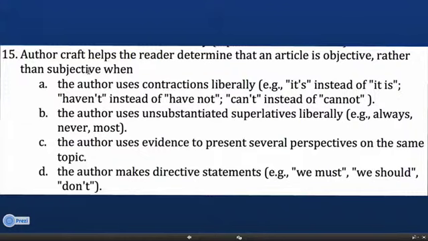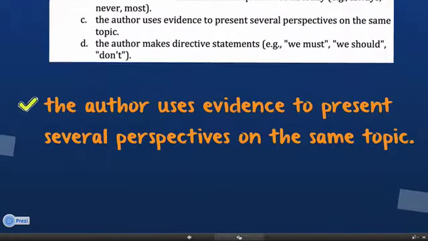Here's our question. Authorcraft helps the reader determine that an article is objective rather than subjective when, and your choices are: the author uses contractions liberally, the author uses unsubstantiated superlatives liberally, the author uses evidence to present several perspectives on the same topic, the author makes directive statements. And the answer is: the author uses evidence to present several perspectives on the same topic.